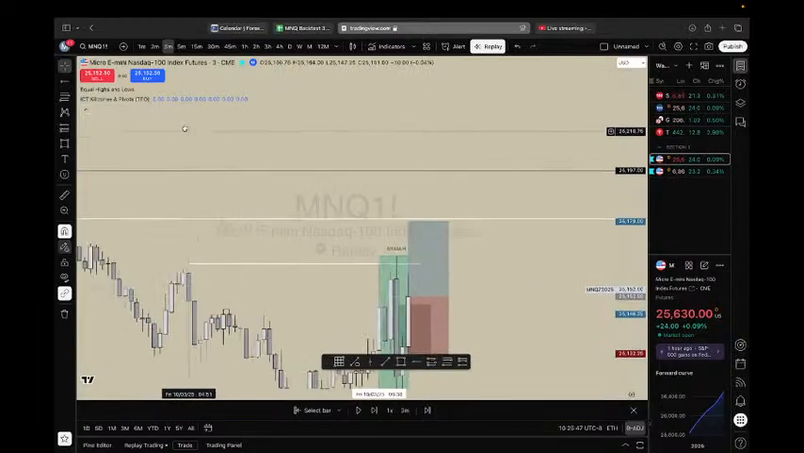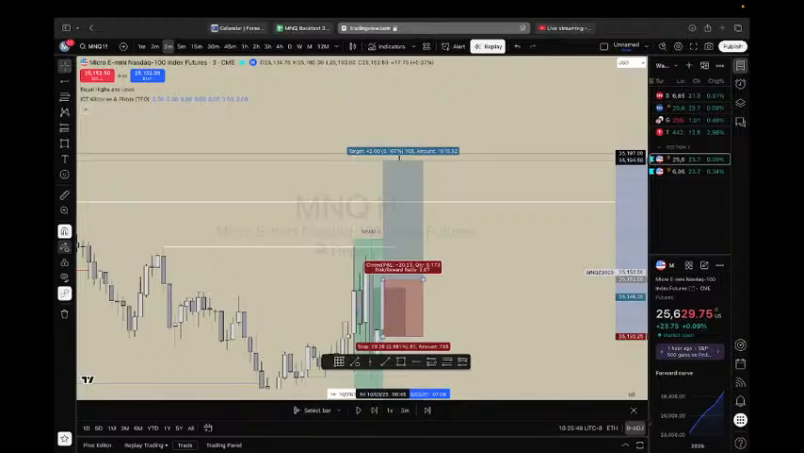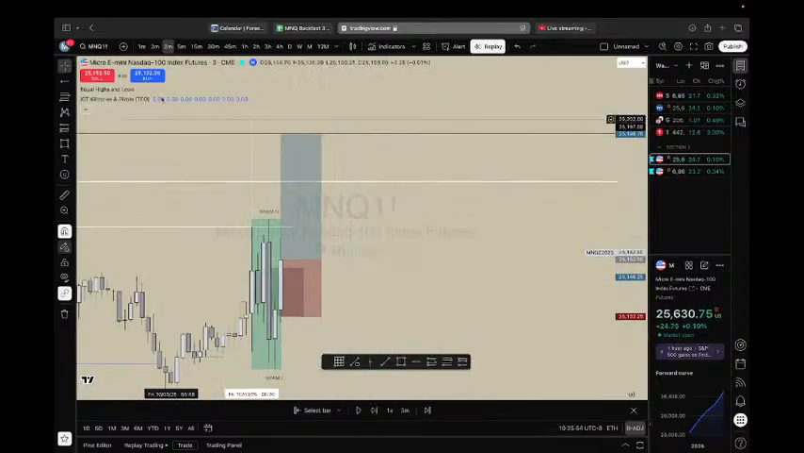I think that's the thing that I need to work on a little bit more. Like, where are my targets? I gotta be a little bit more accurate with what I'm trying to see price go to. But I mean, okay, this isn't bad though.